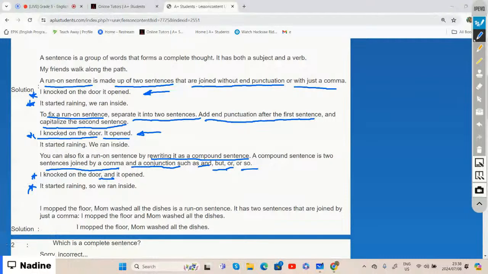Because remember, we said that if we fix it as a compound sentence, we add the comma as well as a conjunction, and there we underline the comma and the conjunction. Or we can also say, it started raining, comma, so we ran inside. And these two are compound sentences. We said a conjunction is and, but, or so, but we made use of and and so within these two sentences. And now it shows a complete sentence, in the form of us fixing those run-on sentences.